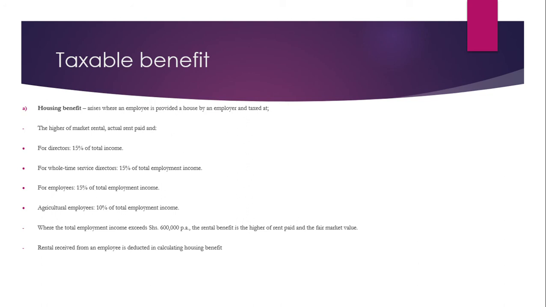Rental received. So assuming that the employee has rented the house to another person and has been receiving income from renting the premises or the house, then that rental income should be included as part of the income. So what we are only deducting is the rent which is supposed to be paid by the employee to the employer.